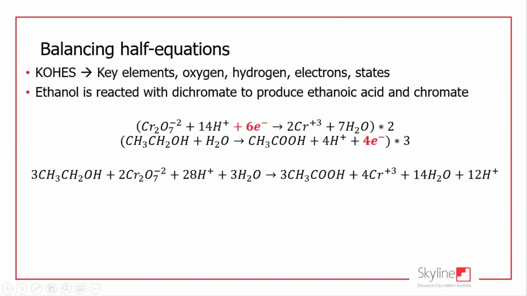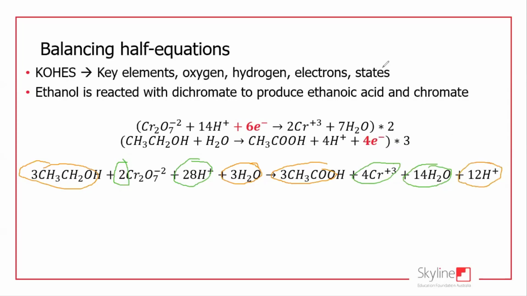So this here is where it gets a bit tricky. Starting with our top equation, we're going to have 2 dichromate, plus 28 hydrogens, plus 12 electrons, which are going to be cancelled out, so that's fine, becoming 2 times 2 chromium, which is our 4 chromium there, and then 2 times 7 waters, just our 14 H2O there. For our bottom equation, we're going to have 3 lots of ethanol plus 3 times 1 lot of water becomes 3 lots of ethanoic acid plus 3 times 4 lots of protons, which gives us 12.